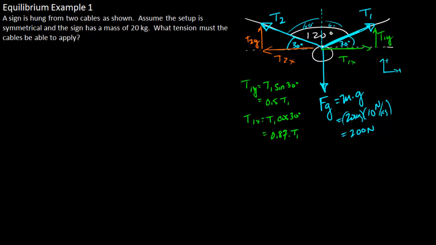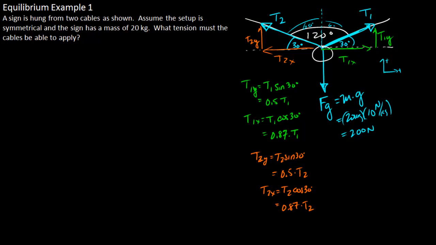We can do the same for T2. If you notice, it's the same type of triangle, so we're going to have the same angles here. So T2Y is going to also be T2 times sine of 30, which gives you 0.5 times T2. And T2X is going to be T2 times the cosine of 30 degrees, which gives us 0.87 times T2. Now we have everything broken into components.